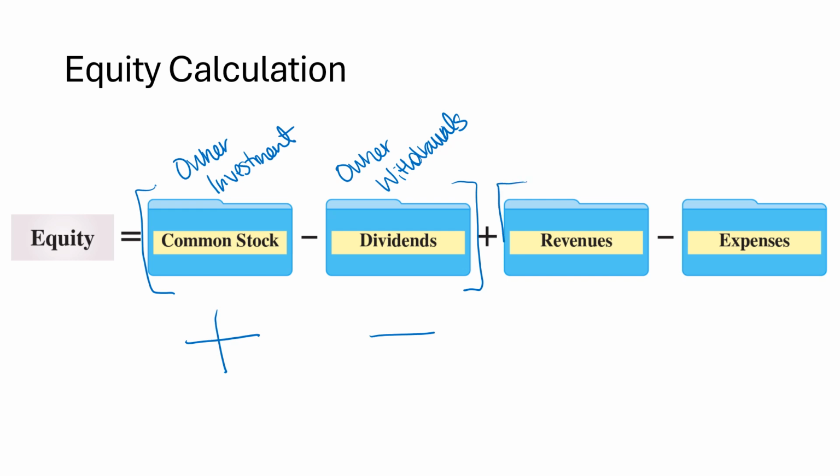The next part has to do with the revenues and expenses of the business. And so taken together, revenues minus expenses, this has to do with net income. And that's actually the basic formula for net income: revenues minus expenses. Revenues increase equity and expenses decrease equity.